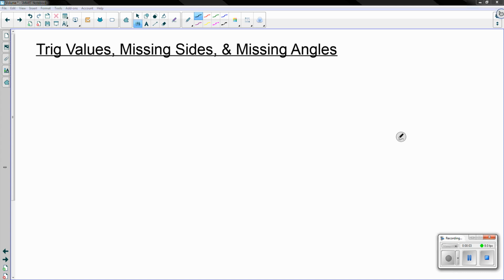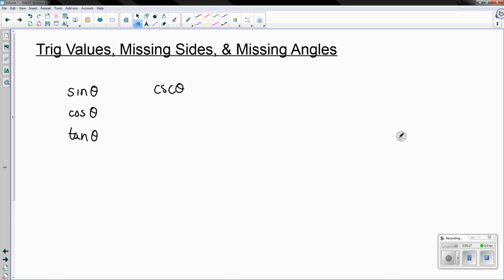So finding trig values, missing sides, and missing angles. We're going to put the trig definitions to use, which we introduced in a previous video. We have 6 trig functions for a specific angle theta, which is going to represent an acute angle on our right triangles for now.